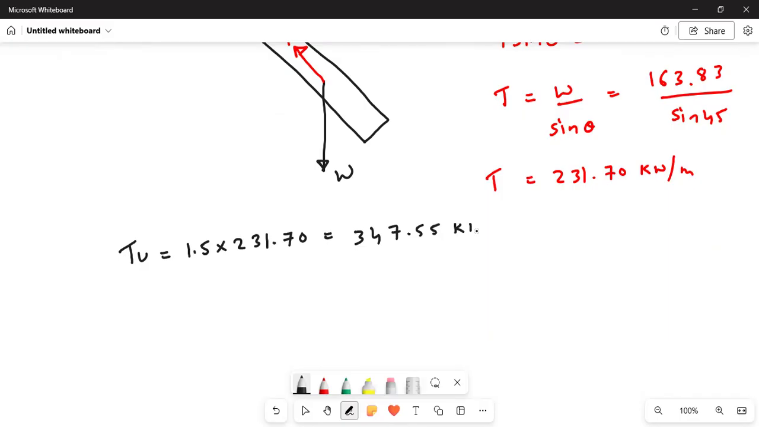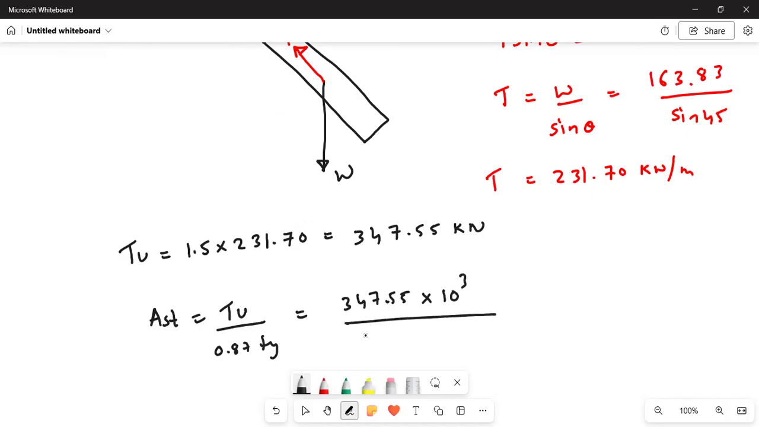And you can find the area of the reinforcement. The formula of area of reinforcement for the direct tension, or for any tension for that matter, is Tu divided by 0.8 divided by 0.87 fy. 347.55 into 10 to the power 3 divided by 0.87 into 415. And this is coming as 962.62, which is greater than Ast minimum. What is Ast minimum? Ast minimum is 180 mm square.